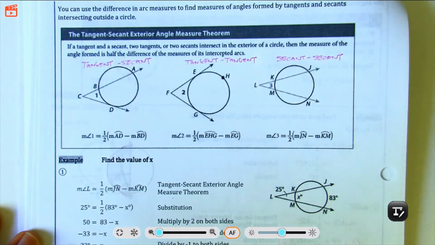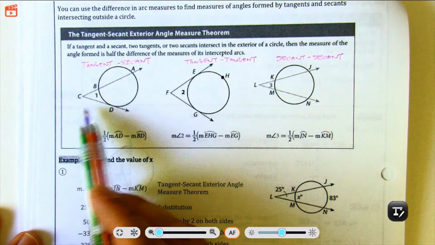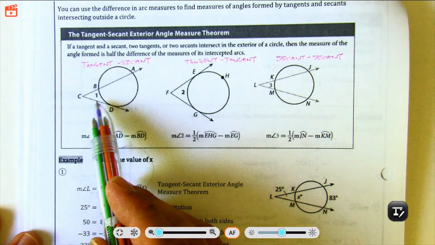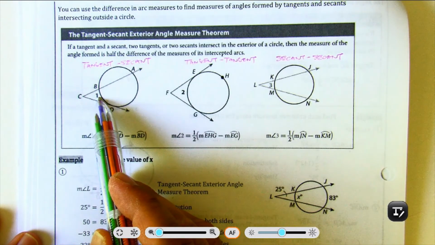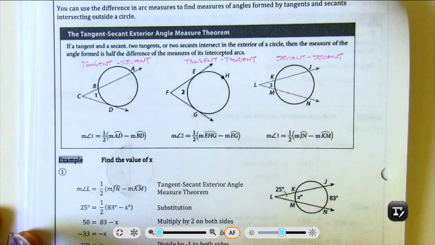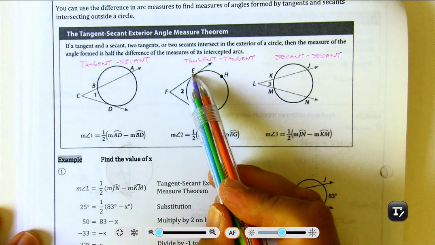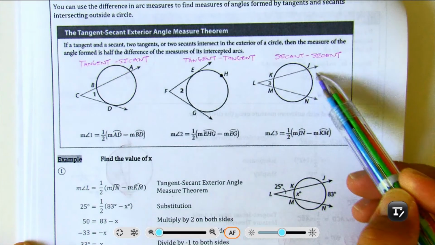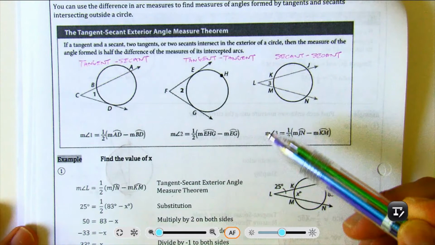But again, notice that the equation for all of these is the same. What we're doing to find the exterior angle is taking half of the major arc, so the large arc, minus the small arc. Now you always want to say the large arc minus the small arc to get a positive answer. So that's how we're going to be doing each equation. So the major arc EHG and the minor arc EG. The major arc JN and then the minor arc KM. So usually the arc that is farthest away from the angle is going to be the major.